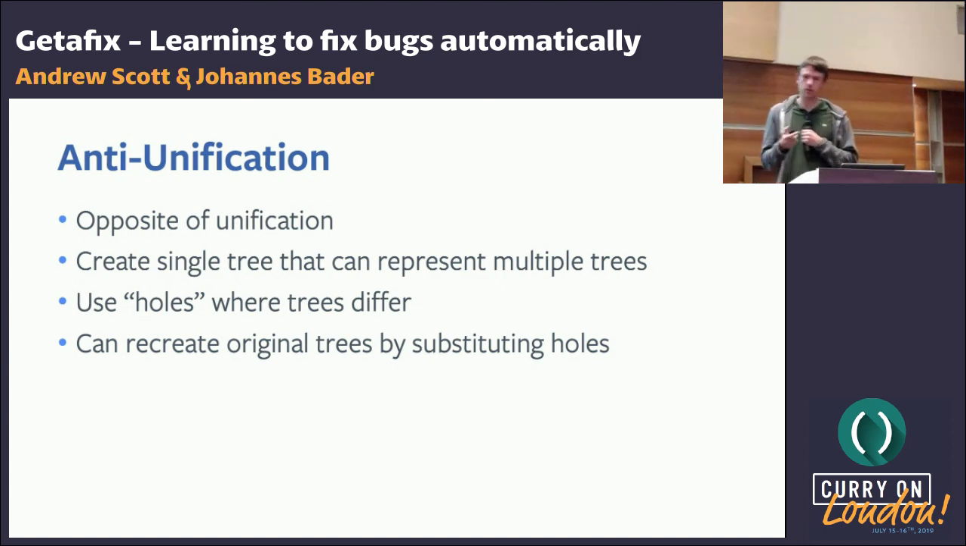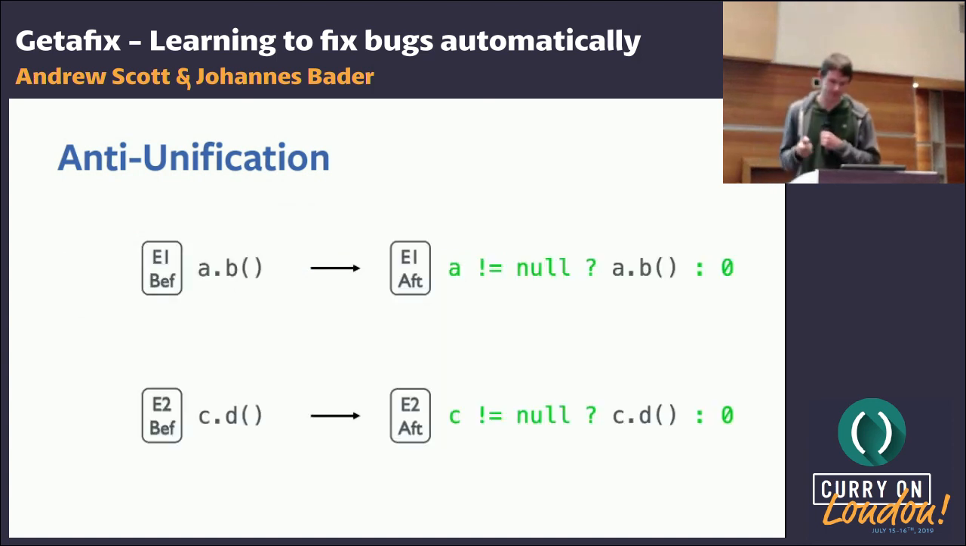So given two of our AST edits, the way that we'll use this approach for them to create a generalization is first we'll anti-unify the before trees, and then we'll anti-unify the after trees. But something that's important is that we'll try and reuse any substitutions that were used when processing the before trees while we process the after trees. So to make this a little more concrete, we can go through an example here. Here we have two edits which each conditionally return 0 if the variable in question is null.